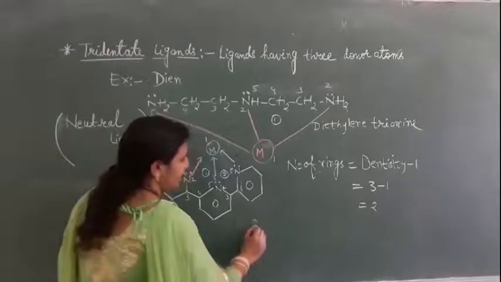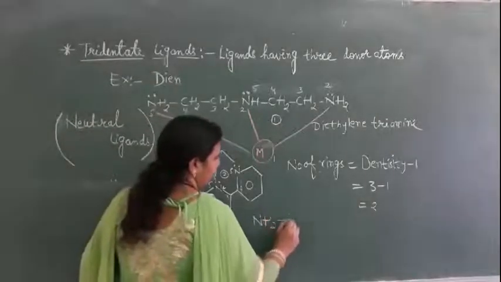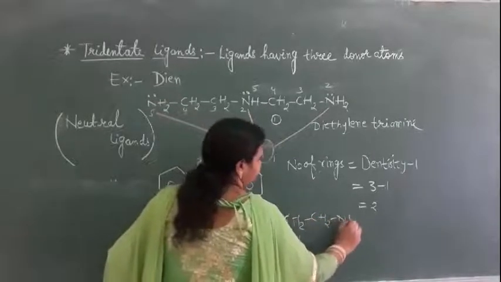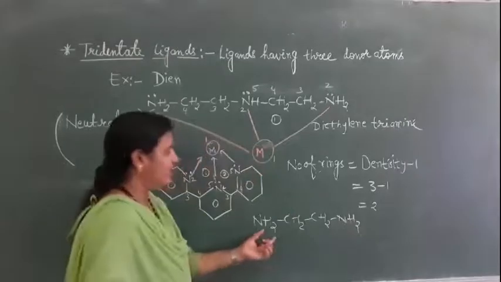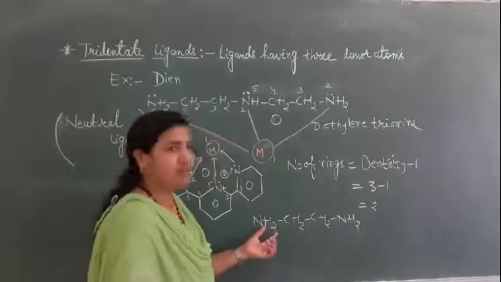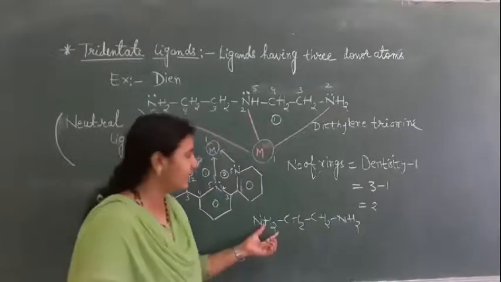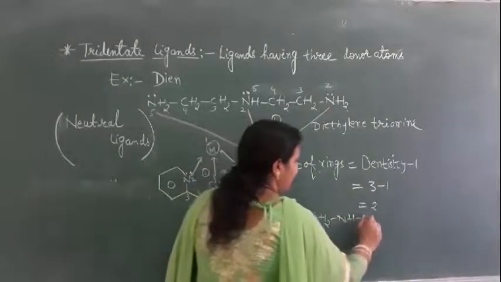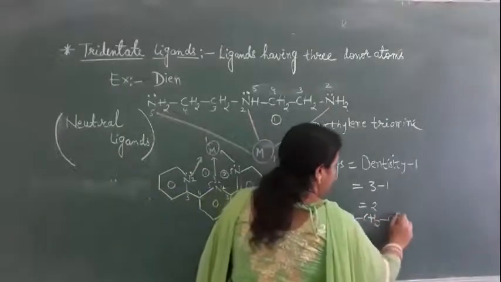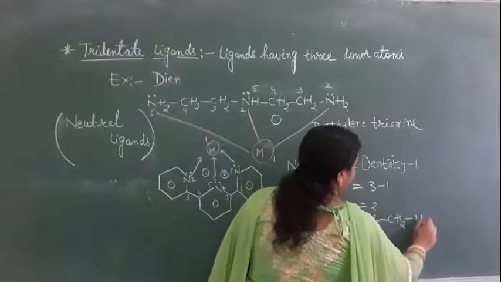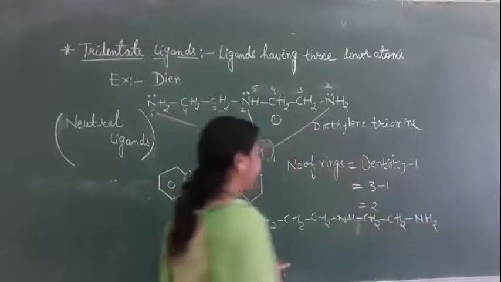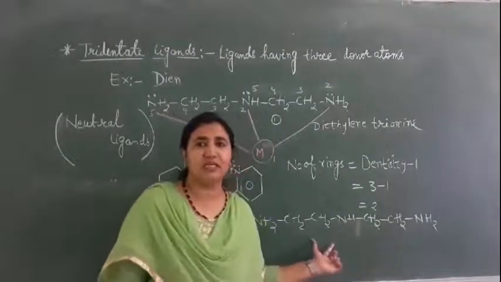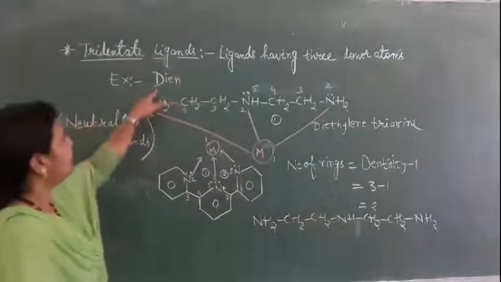This is our NH2 CH2 CH2 NH2, ethylene diamine we have here. EN, ethylene diamine, very famous ligand, bidentate ligand. So in this just remove this one hydrogen and add one more ethylene group here, CH2 CH2, and one more NH2 here. So it becomes a diethylene triamine. In short we will write diene.